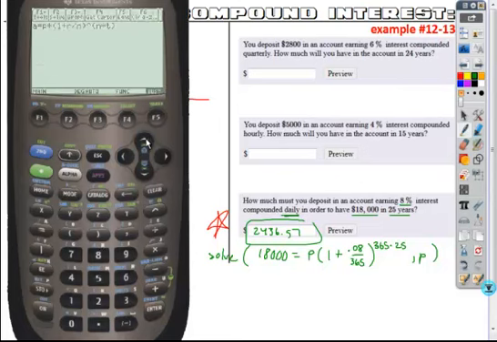And so if I go back and put my cursor in that empty spot for P, notice one of my tab commands is solve. So if I hit F2, it's going to solve and tell me what that P-value needs to be for everything else to work. And I see it confirms what I wrote from before, 2436.57.